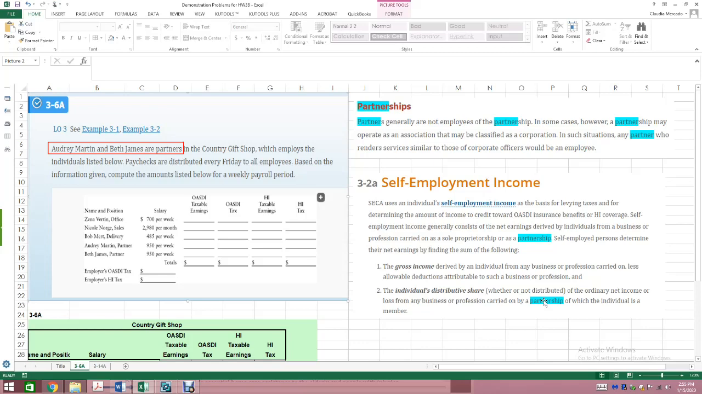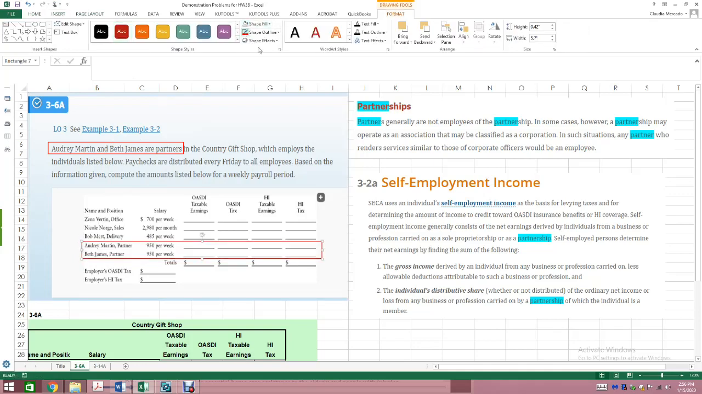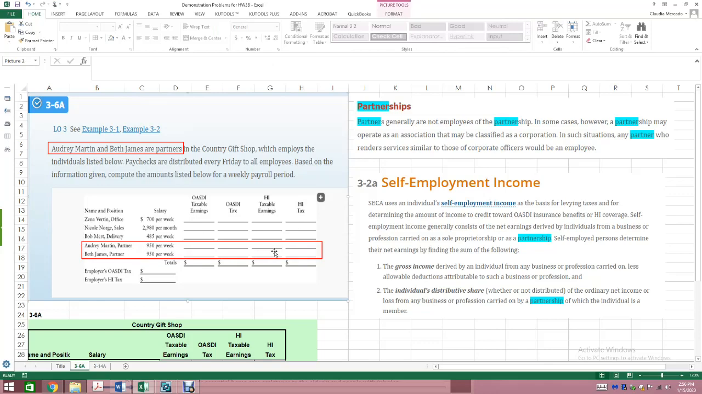Now, here they're asking us to compute the amounts listed below, based on the information. They are asking us to calculate the OASDI taxable earnings, the OASDI tax, the HI taxable earnings, and the HI tax. Because these two here are not employees, they're partners, I'm not going to calculate anything. That will be 0. Why? Because they're asking us to calculate for the employees, all of the employees.